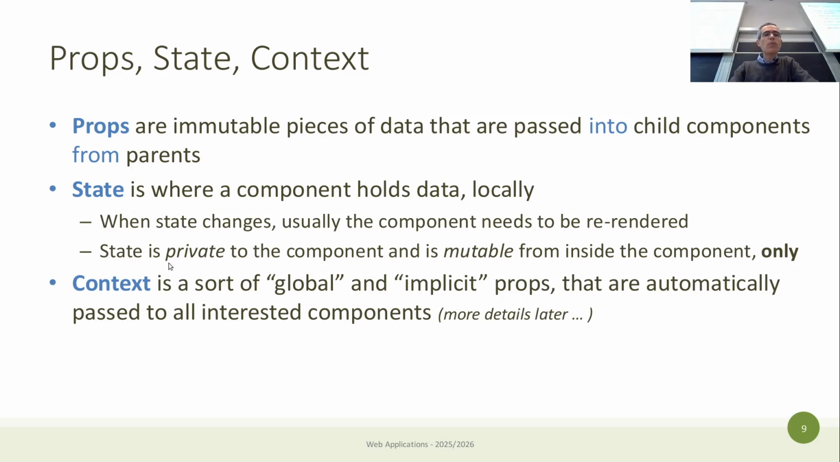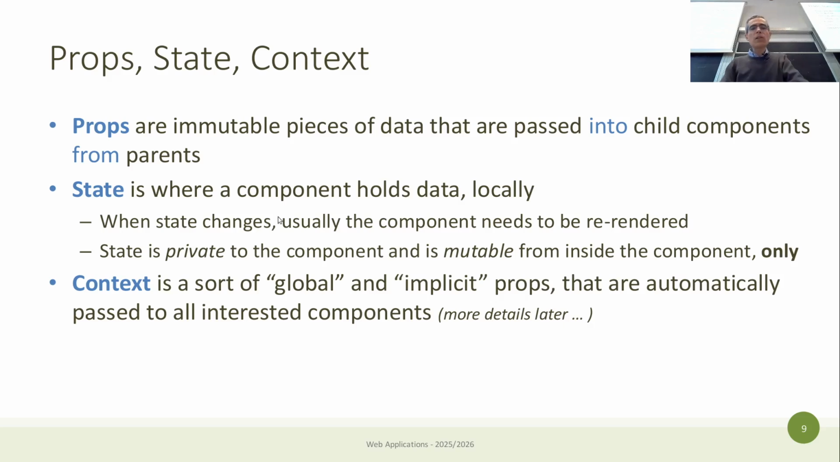So the state is private to the component, and it's mutable only from the inside of the component. We will see the code. We have a function that gives us the value of the state, and also a function to modify that state. And it's mandatory to use this function to modify the state. And this function is available only to the component that created the state. Okay, it's not available to all the others or the children and so on. Not automatically, at least. We can then pass it along, and we will see examples.